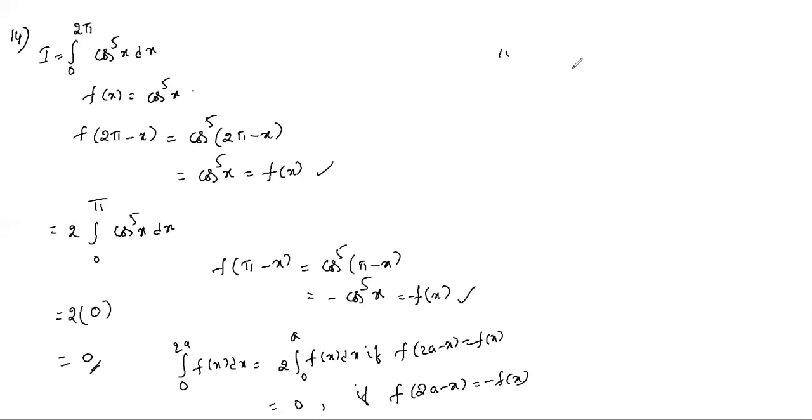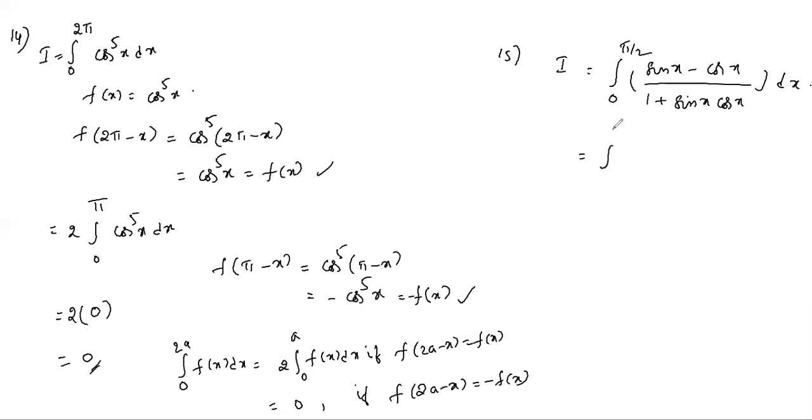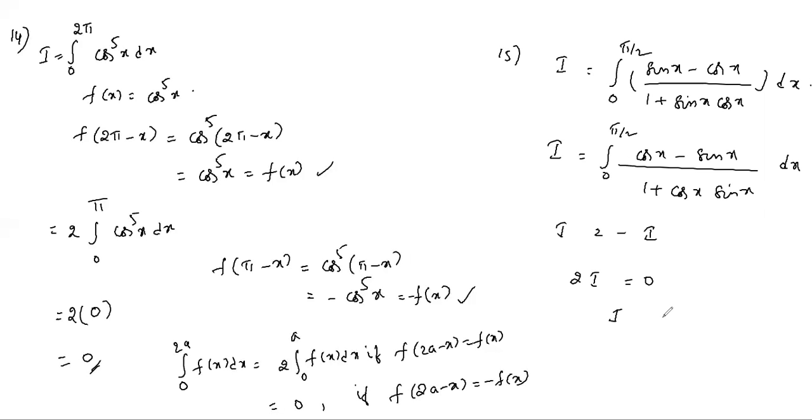Next, 15th one. We start with I, 0 to pi by 2, sin x minus cos x by 1 plus sin x cos x. Apply the a minus x property. So integral 0 to pi by 2, sin of 90 minus x is cos x, cos of 90 minus x is sin x, 1 plus cos x sin x dx. This is also I, but this is minus I. So I equals minus I. 2I equals 0, so I equals 0. Otherwise, you add the first two and you will get the answer 0.